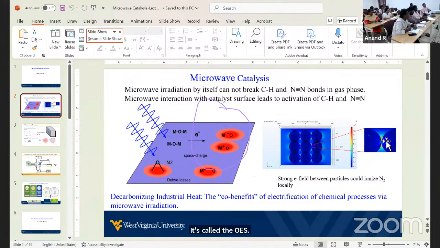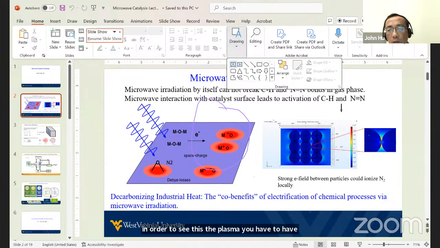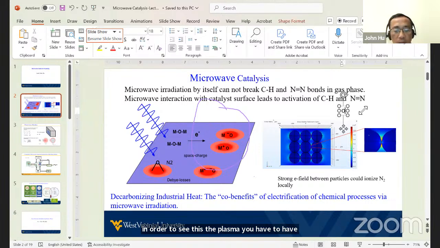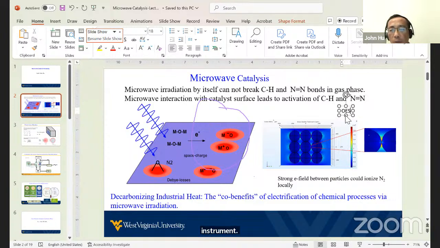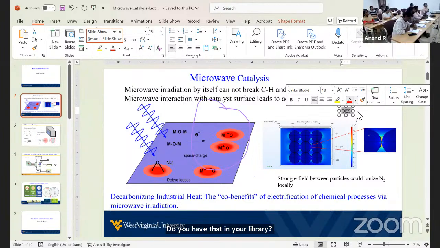In order to see the plasma, you have to have an instrument. I think it's called OES, optical emission spectroscopy. Do you have that in your laboratory? No, sir, we don't have it, sir.